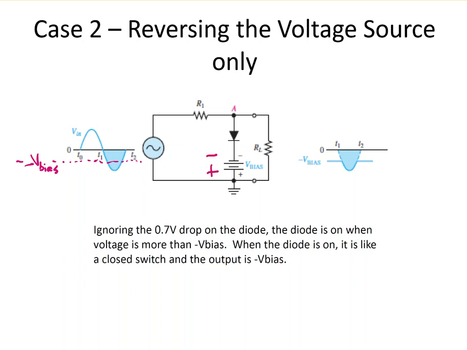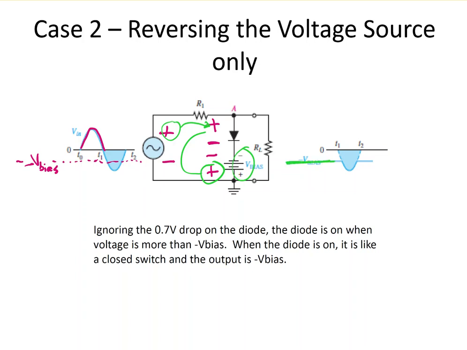In order for the diode to be forward biased, it needs a polarity of this. For the positive cycle of the waveform, we're going to have a polarity like so. The resulting polarity across the diode is going to be forward biased no matter what, because if we follow these positive signs around, that will forward bias it. So for the positive cycle, the diode is on. If it's on, the output voltage is automatically limited to minus V bias. So automatically for the positive cycle, we're limited to minus V bias.